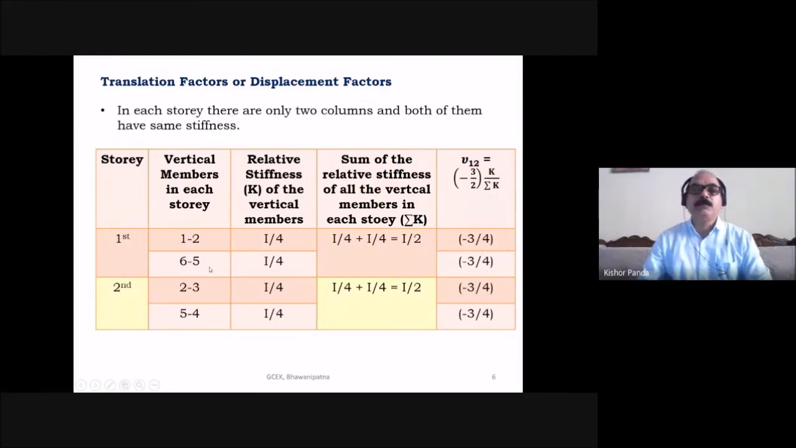Similarly, μ65 is equal to minus 3 by 2 into I by 4 divided by I by 2, which is equal to minus 3 by 4. Similarly, for 2, 3, μ23 is equal to minus 3 by 2 into I by 4 divided by I by 2, which is equal to minus 3 by 4. Similarly, for 5, 4 also, the value is minus 3 by 4. This way you can find out the translation factors or displacement factors of the vertical members in each story.